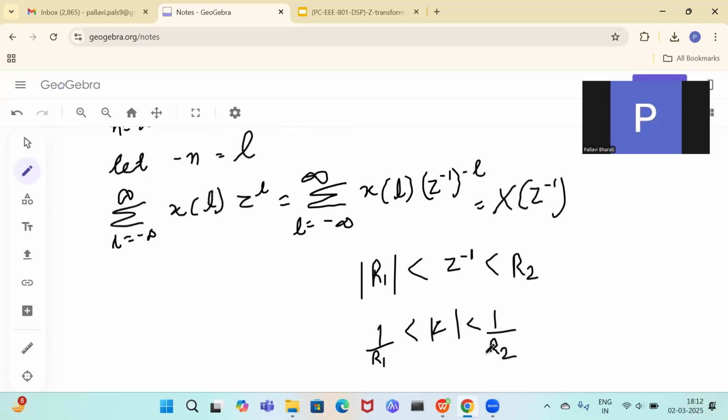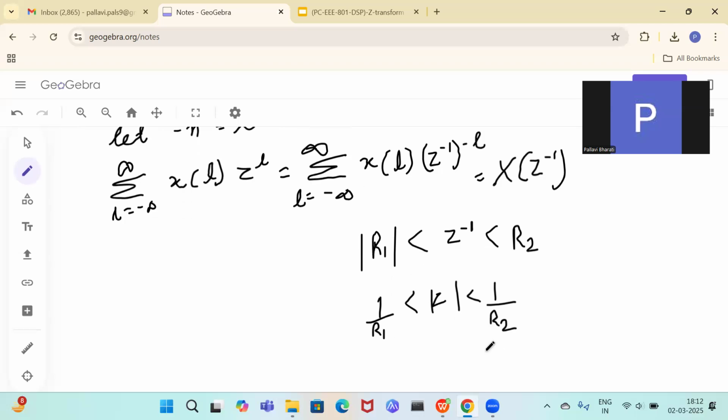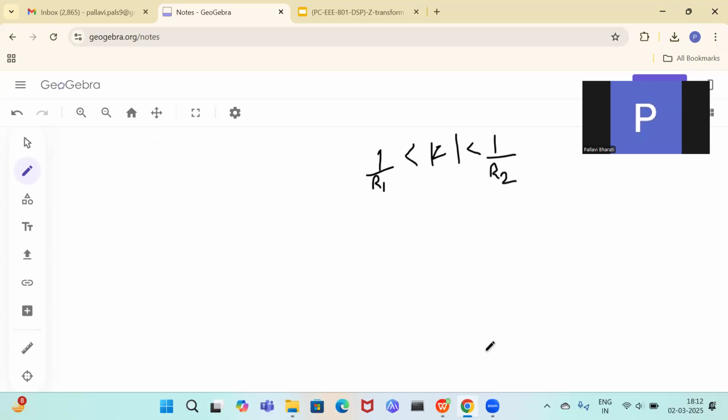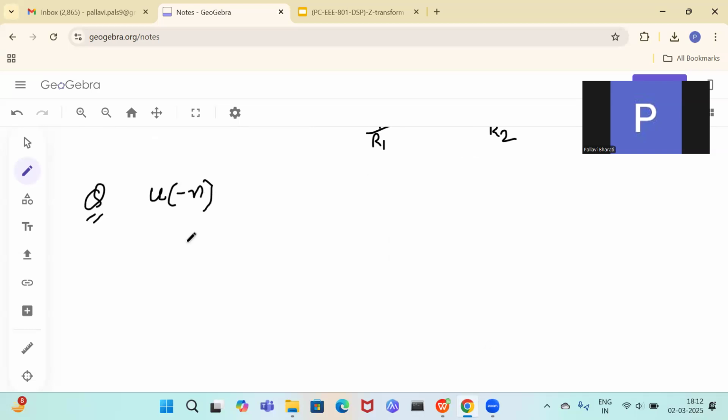Okay. Now if you do one example, let us do this. If I take the example of a to the power minus n, so let us take the question u of minus n. Simple question, let us take u of minus n. So in this case, what will happen?